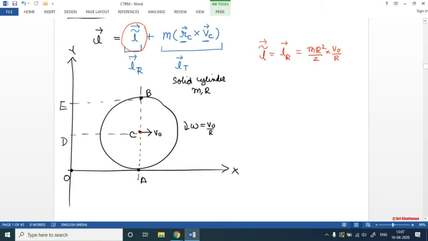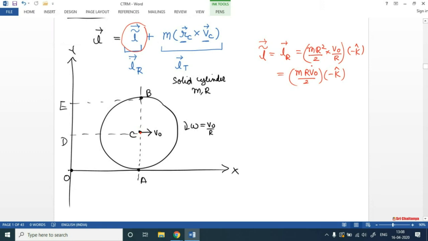So this gives us the magnitude, and direction wise, the sense of rotation here is clockwise. So direction definitely is the inward direction, which would be along minus k cap. Simplifying this will give us mr v naught by 2 into minus k cap. So this part will be common to all the points.